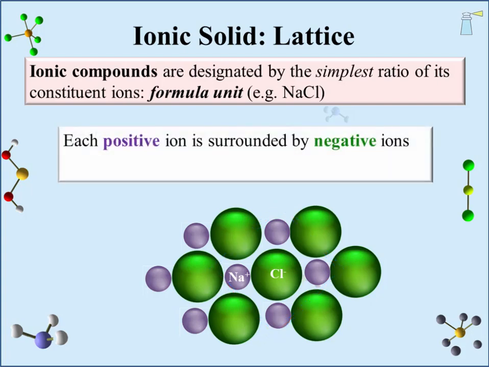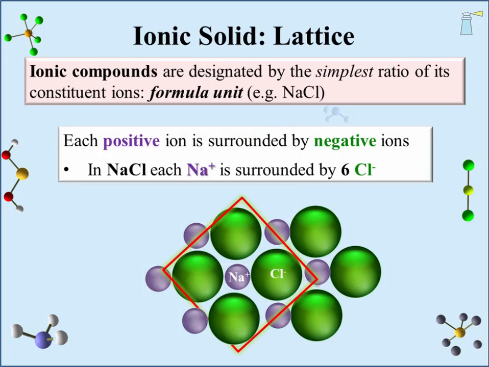Conversely, each positive ion is surrounded by negative ions. In sodium chloride, each sodium ion is surrounded by 6 chloride ions. Again, imagine a chloride ion right in front of and right behind the sodium ion. It too is boxed in.